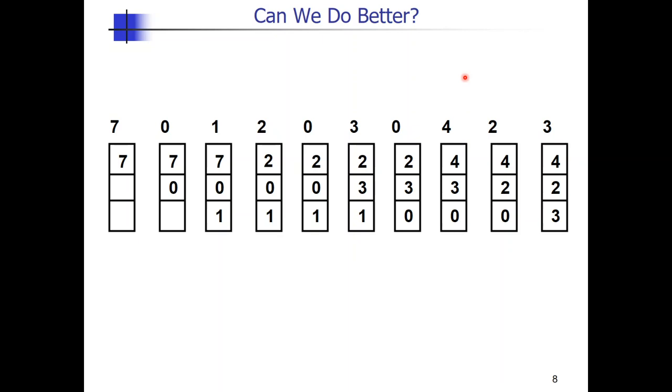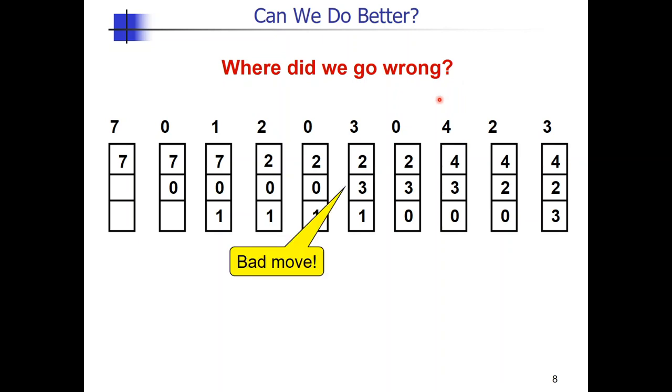Obviously, if we had a better scheme, we could probably do better. So let's see what went wrong with this one. What went wrong with the FIFO algorithm? If we see over here, as long as we were doing 7, 0, 1, that was necessary, and we had to bring those pages into our memory.